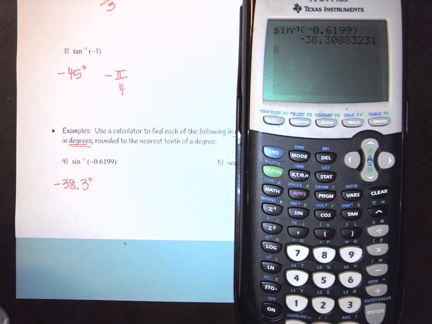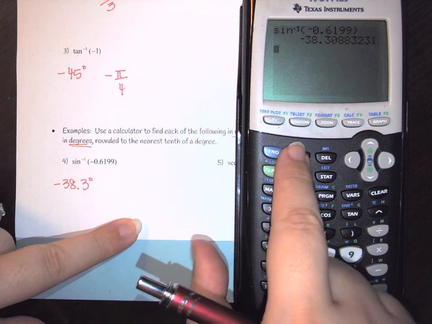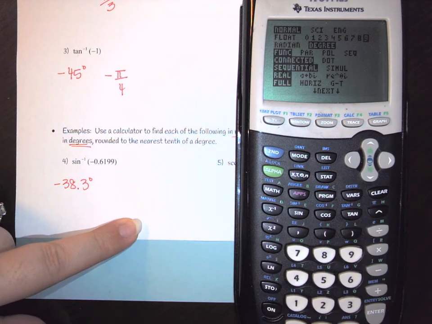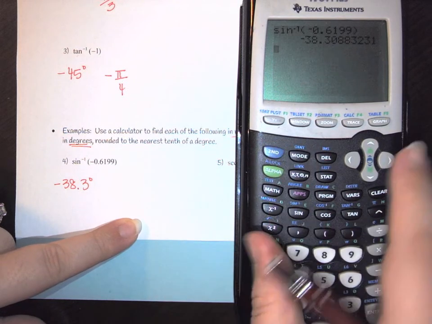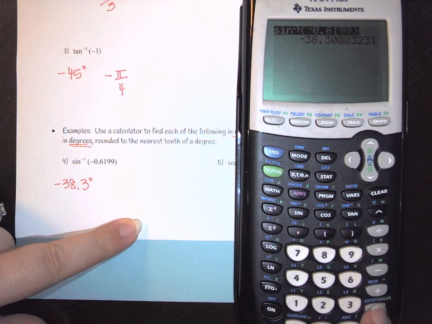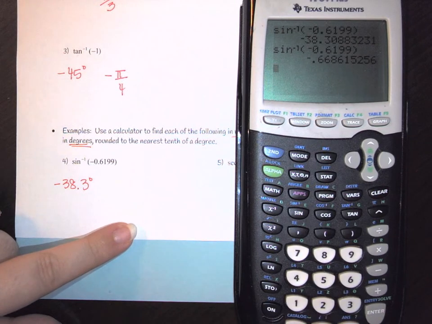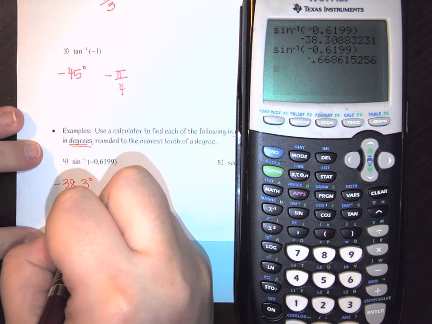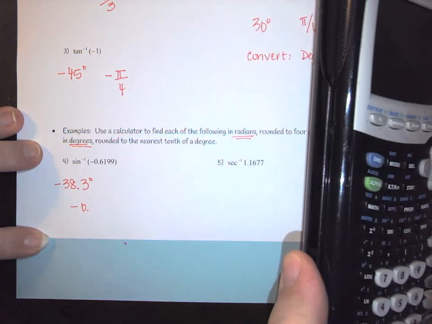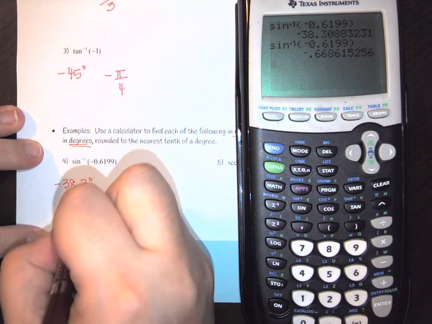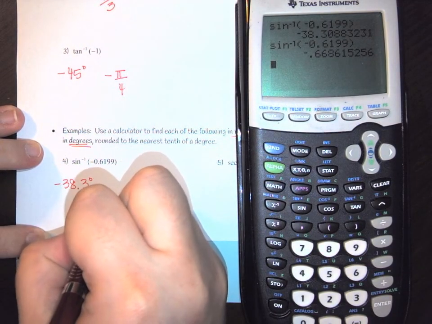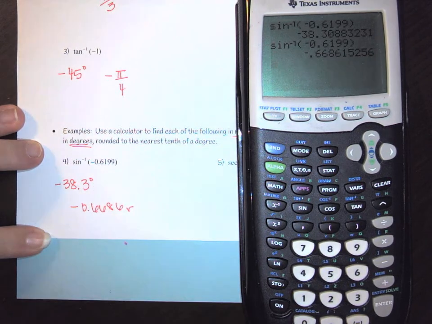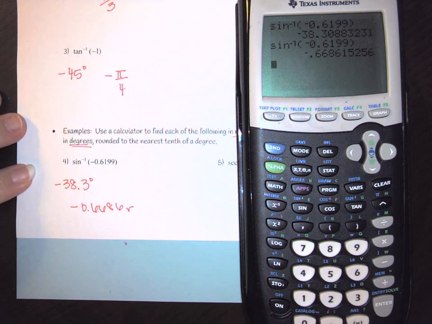Now I need to do my radians as well, so here I have to go to mode, come down to radians, hit enter, notice it switches over. I can exit out of my mode, and essentially I'm going to do the exact same thing, only now I should get a radian measure. And so here this is going to be negative 0.6686, rounded to 4 places, and the little r stands for radians.